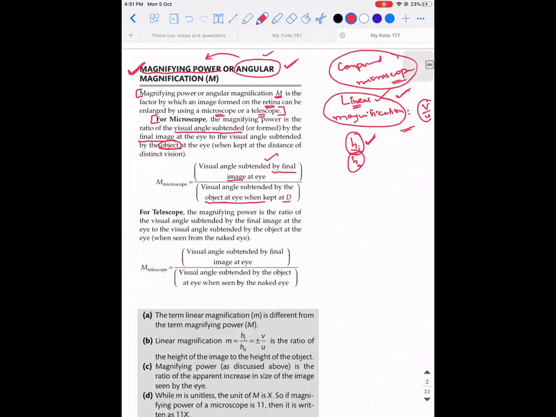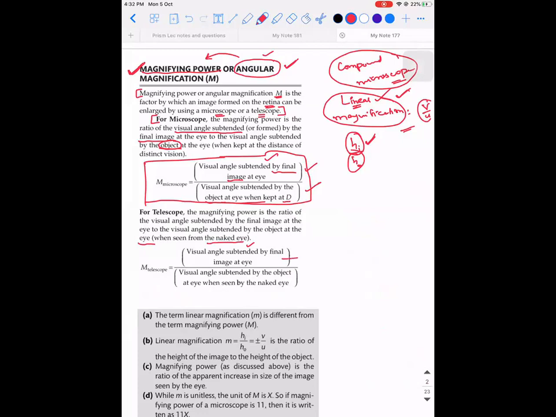So this is going to be the formula for magnifying power of whom? Of a telescope. Visual angle subtended by final image at eye to the visual angle subtended by the object at the eye when kept at least distance of distinct vision. Similarly, for a telescope, it is the same thing again. The magnifying power is the ratio of the visual angle subtended by the final image at the eye to the angle subtended by the object at the eye when you see it with the naked eye. That is without the help of any optical instrument.